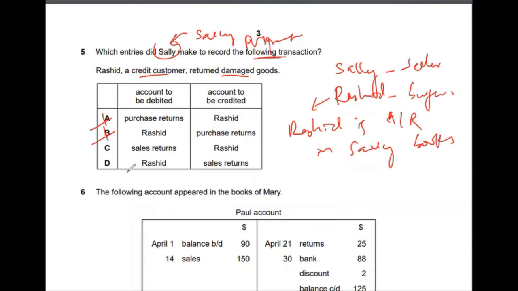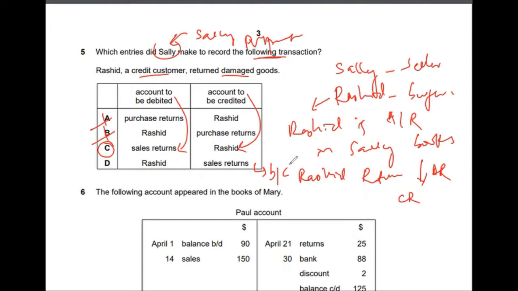Option D is incorrect in this case because Rashid returned goods, right? So the accounts receivable should go down. And if accounts receivable is going down, you credit it. So the correct answer to multiple choice 5 is option C. You credit Rashid's account and you debit sales return. And you credit Rashid's account, right?